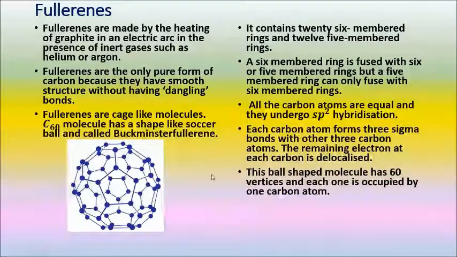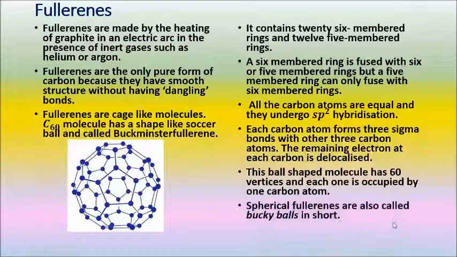This ball-shaped molecule has 60 vertices and each one is occupied by one carbon atom. Spherical fullerenes are also named buckyballs in short. So buckyballs is a name that is given to fullerene. So these are the specialties of fullerenes.